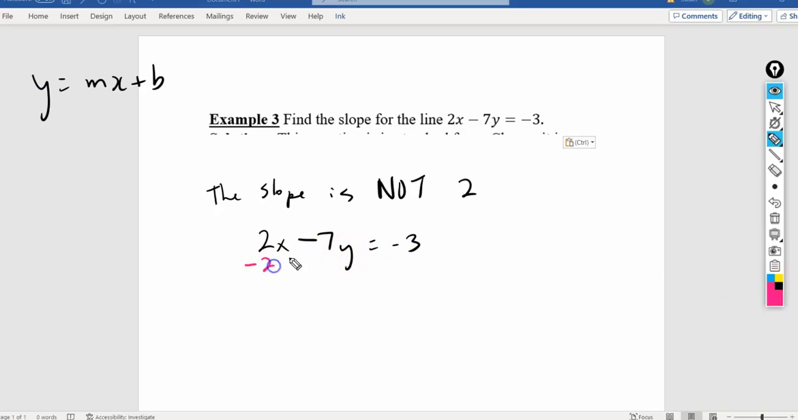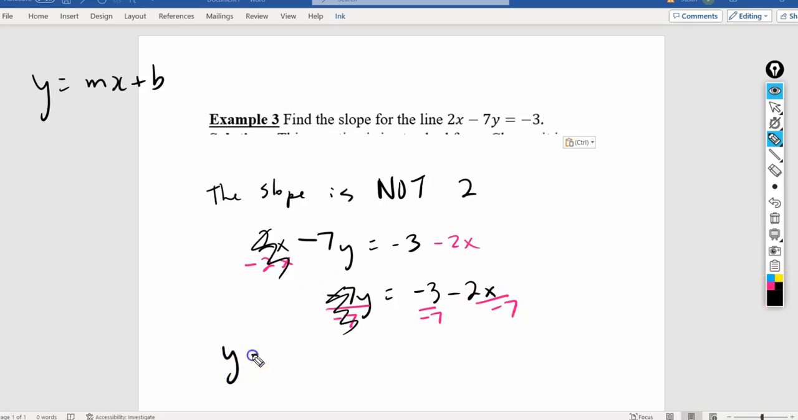So the first thing you need to do is to subtract 2x from both sides. Then to get y by itself, you're going to need to divide everything by -7. So the -7's will cancel. -3 divided by -7, the negative signs cancel and you get +3/7. And -2x divided by -7, the negative signs cancel, and you get 2x over 7, which is the same as 2/7 times x.